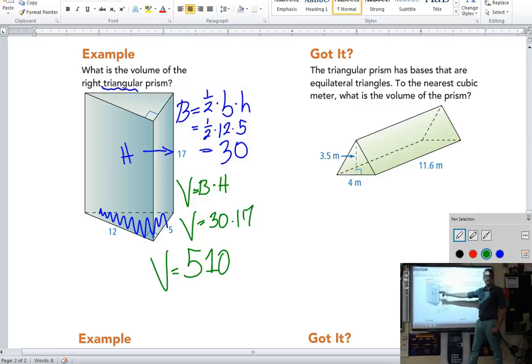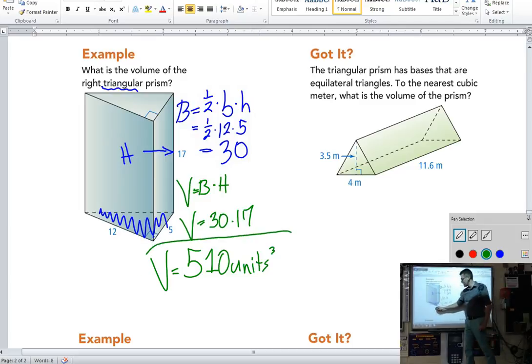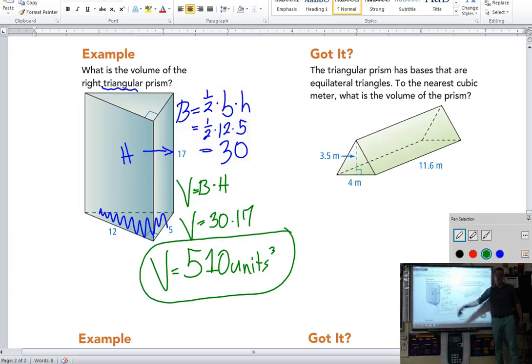And we do not have any label. It's cubed, so we gotta use units cubed. We have to have a label on it. Even if they didn't label their values, we use the assumptive units, because then once we're told the units, we would just plug it in. Try the got it on your own to check if you are able to do this.